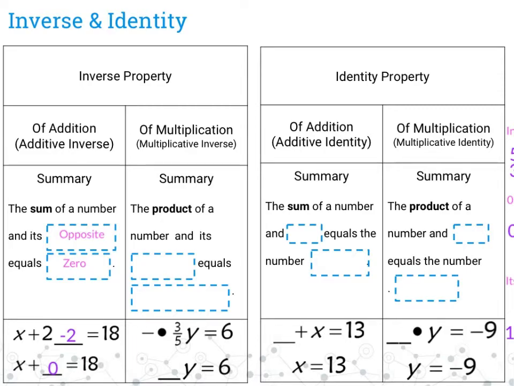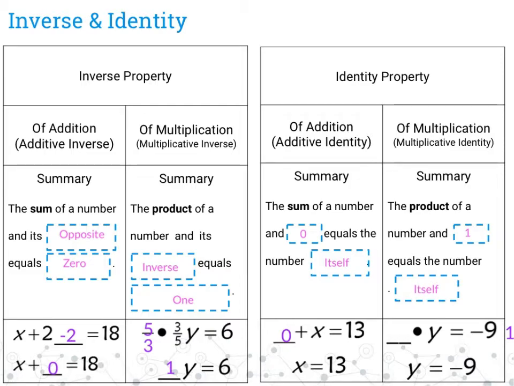When we're talking about the inverse property of multiplication, it says the product of a number and its inverse equals 1. So again, we're talking about inverse and opposites. So the inverse of 3/5 would be 5/3. And when I multiply that together times 3/5, I should get positive 1. When talking about the identity property, the additive identity property or the multiplicative identity property, the additive identity property says the sum of a number and 0 equals that same number. So x plus 0 is going to give you x. And the summary of a multiplicative identity: the product of a number and 1 equals itself. So again, 1 times y is going to give you y.